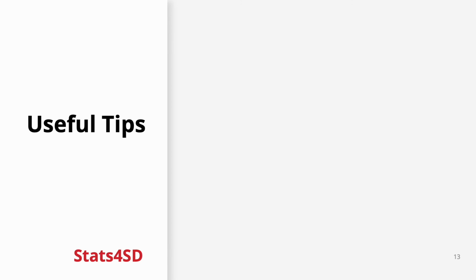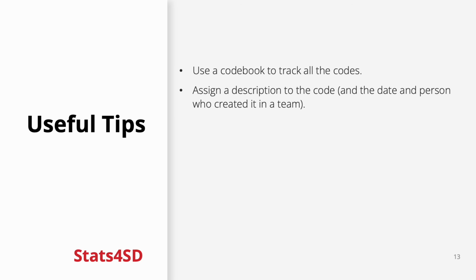Some useful tips include using a code book to track all your codes, for instance, Excel spreadsheets or Word documents. And in the code book, assign a description to the code based on the theme or notion it refers to, together with the date and the person who created the code if working within a team. It is important to create codes that are generic enough to be applicable to multiple data excerpts, but at the same time precise enough for the process of analysis.